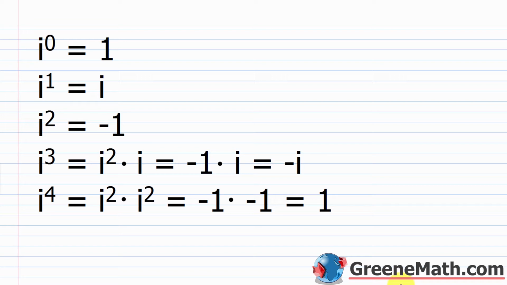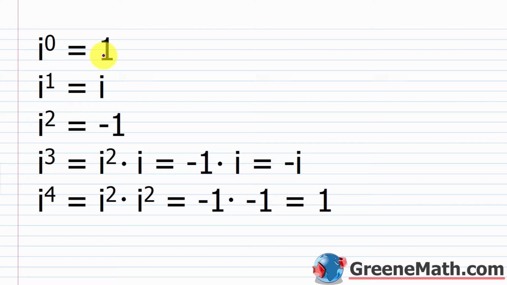All right, so the first thing I have listed here is i to the power of 0 is equal to 1. I just put this here for reference sake. We're not going to use it in the lesson. A lot of students will ask, is i to the power of 0 equal to 1? The answer to that is yes. So any non-zero number raised to the power of 0 is always 1.